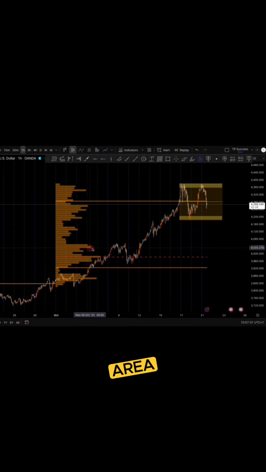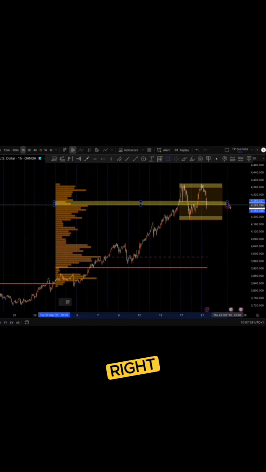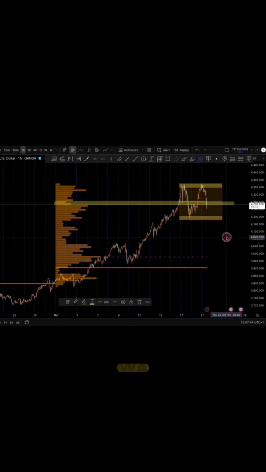So let's mark out this area right here, which is our new low volume node location, which is right here. And price is now kind of moving away from that right now. So it could come down even lower.